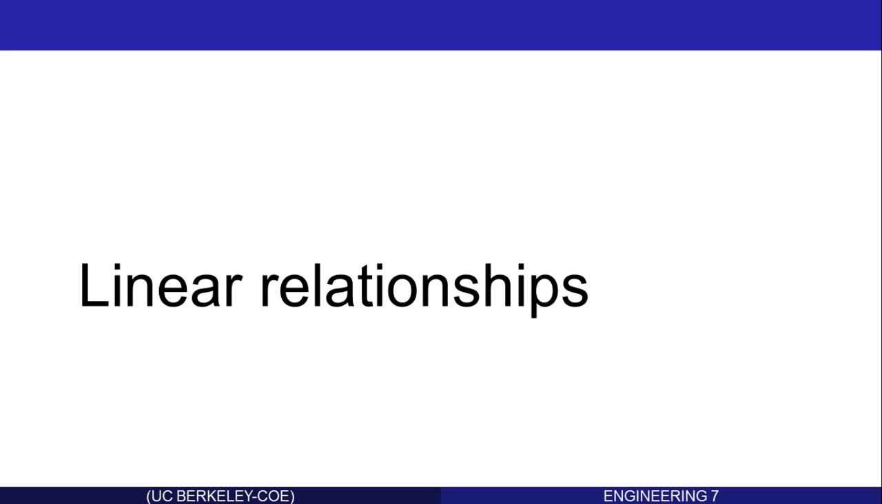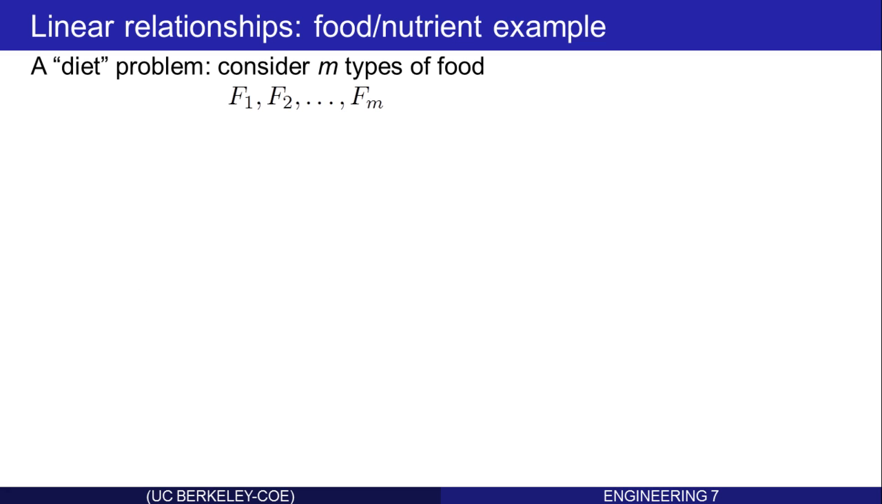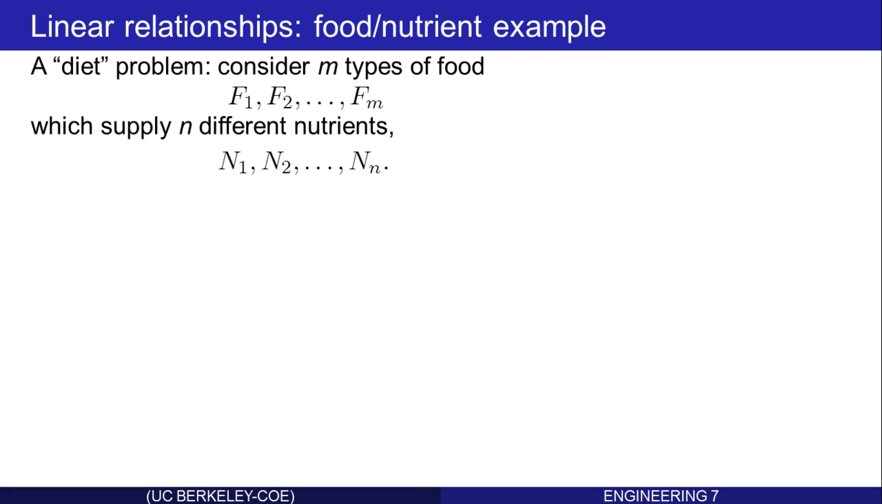Let's start by describing linear relationships and go with an example. Let's consider a diet problem where there are m types of food. Just label them F1, F2, through Fm, each of which supply some amount of n different nutrients, N1, N2, up through Nn. Some foods contain more of one nutrient than the other.